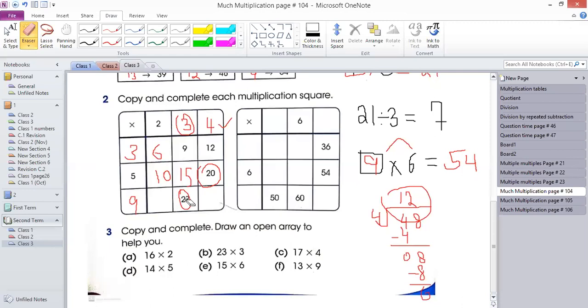Again, I repeat, guys. You know this is 27 and you know there is 3, but you don't know this number. So you will divide 27 by 3, and you will get 9. Now you can multiply 9 with 2. 9 2s are 18, right here. 9 3s are 27, and 9 4s are 36. So this is how you complete this multiplication square. Clear, guys?